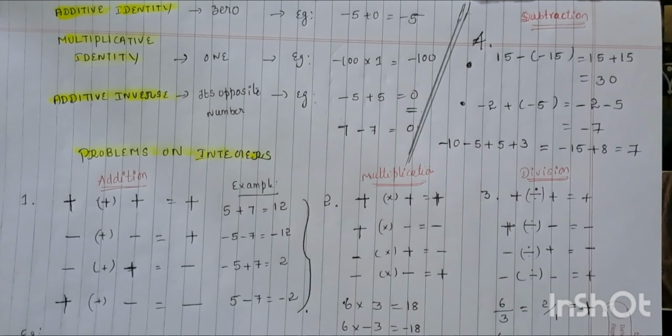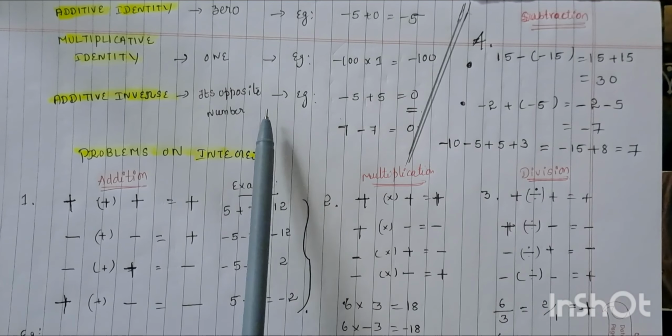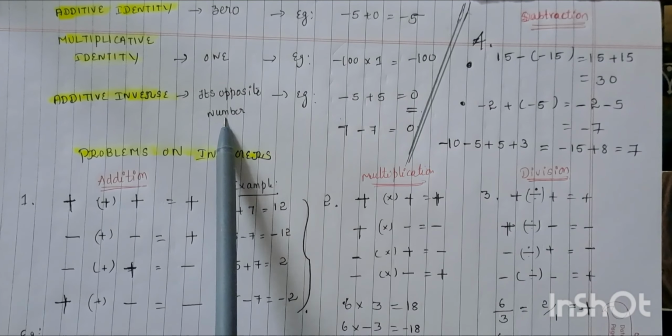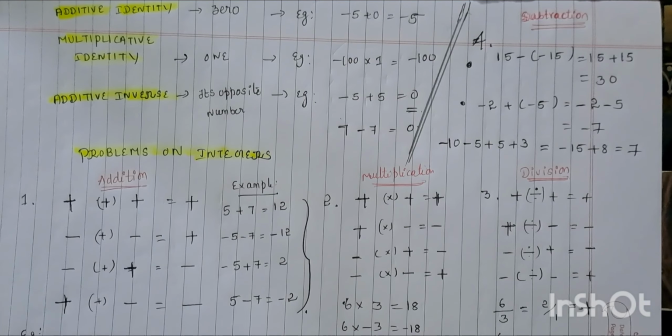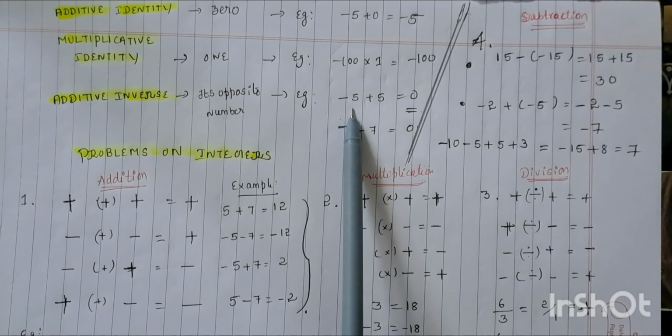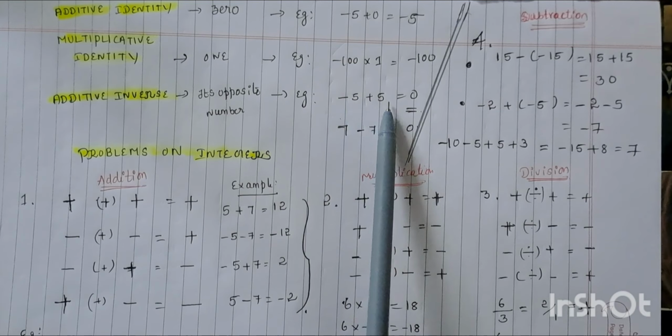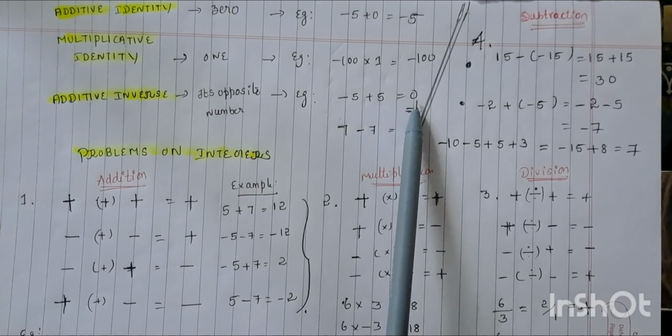Additive inverse. What do we mean by additive inverse? Whatever number you take, you add its opposite number to get the value 0. That is nothing but the additive inverse. For example, if you take -5, and add plus 5 to it, it becomes 0.